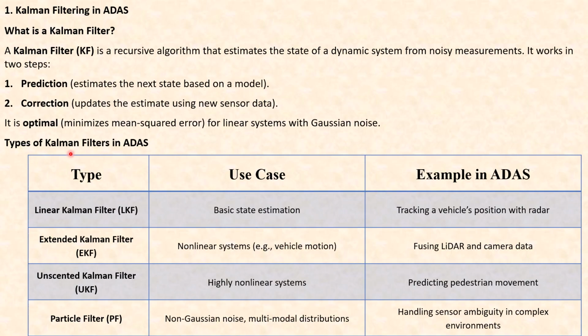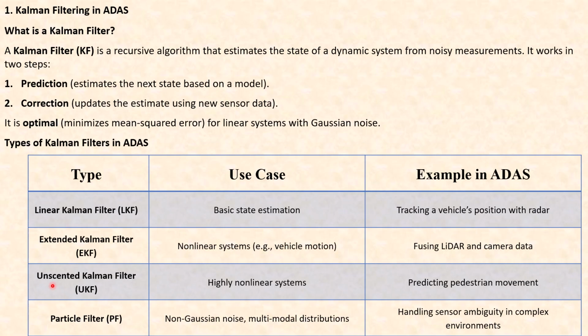When it comes to types of Kalman filters in ADAS, the first is the linear Kalman filter, used in basic state estimation. In the ADAS context, the linear Kalman filter is used in tracking a vehicle's position with radar. And when it comes to the extended Kalman filter, the use case is non-linear systems like vehicle motion, which is usually non-linear. Here it fuses LiDAR with camera data.